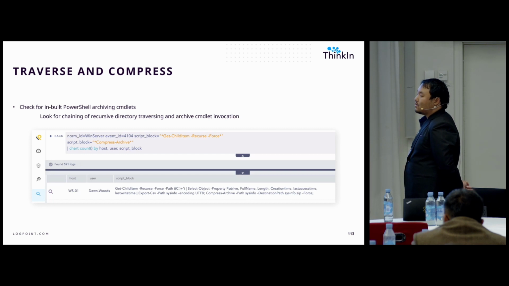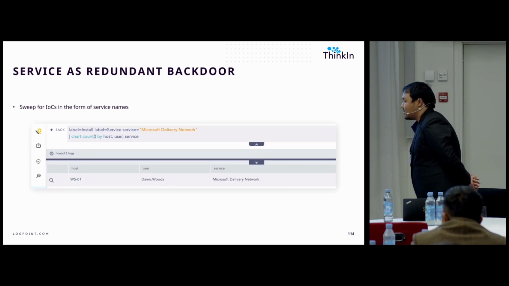So here we are again using the PowerShell script block, searching for one very high fidelity alert: recursively searching for files in a directory, followed, in the same script block, by the use of a compress command. Basically, what attackers do in this line of commands is iterate through a directory, look for files of interest, and zip and compress all of them for exfiltration. So this is a very high fidelity alert. Look out for this.